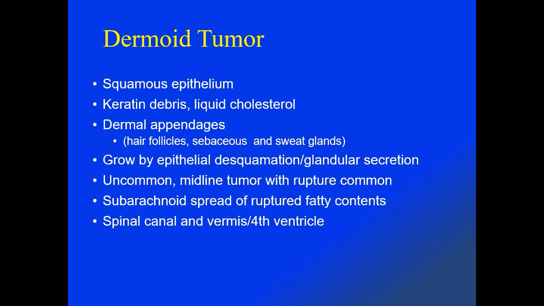Dermoid tumors also arise from squamous epithelium with keratin debris and liquid cholesterol, but dermoid tumors contain dermal components such as hair follicles, sebaceous, and sweat glands. They are uncommon, but when they do occur, they're typically midline tumors, and occasionally they can rupture, spilling fatty contents into the subarachnoid space. They can also be found in the spinal canal and within the posterior fossa.